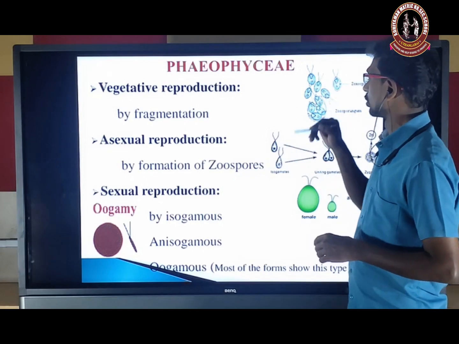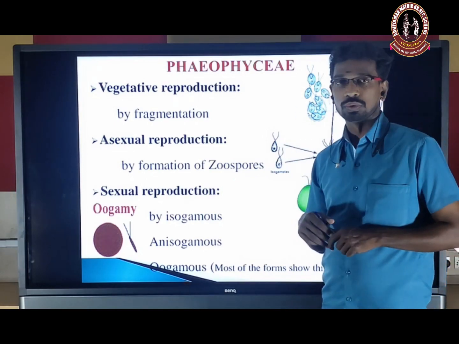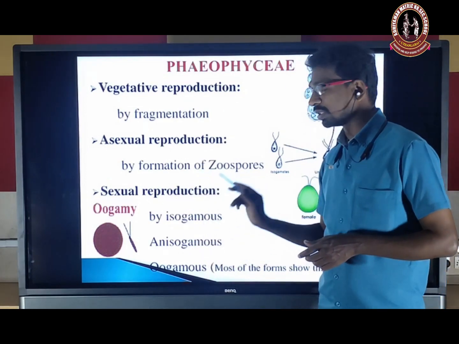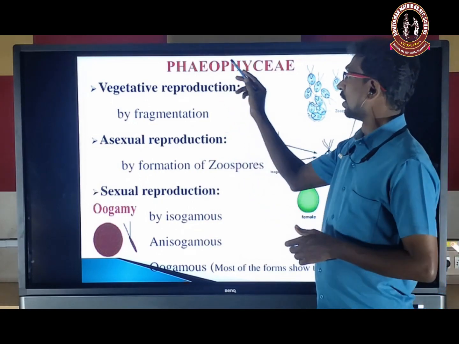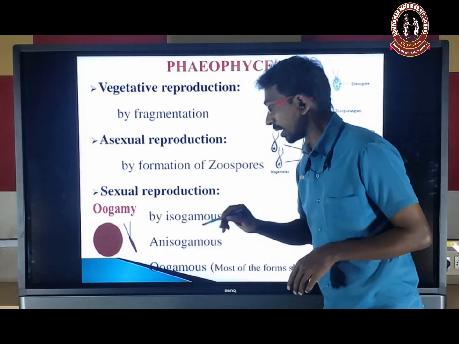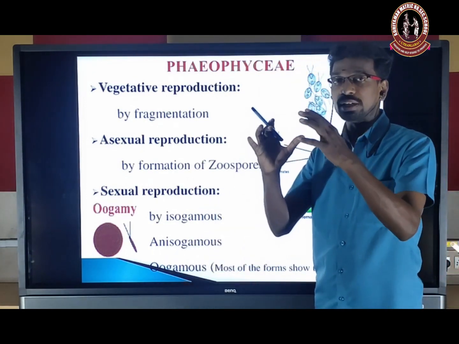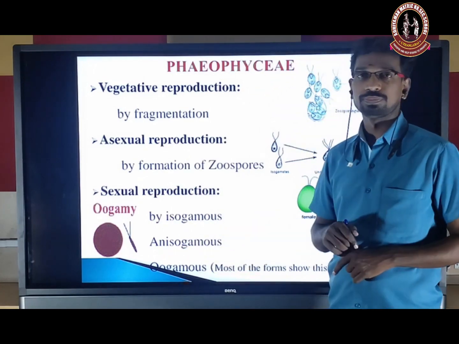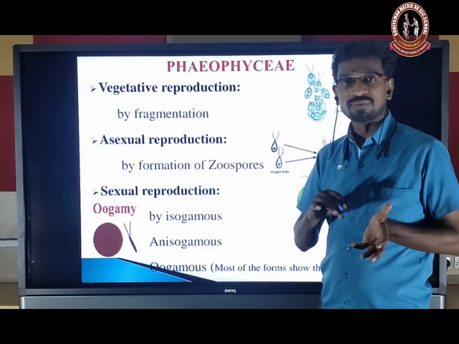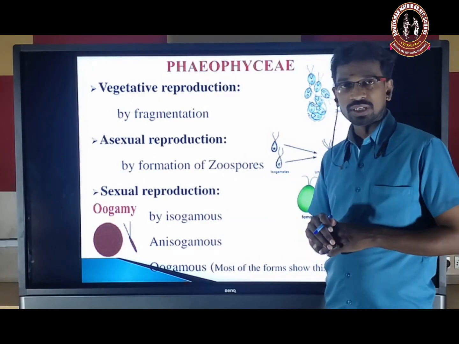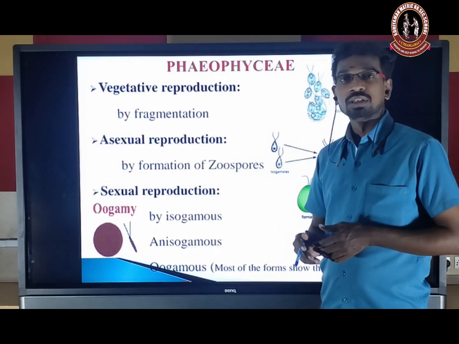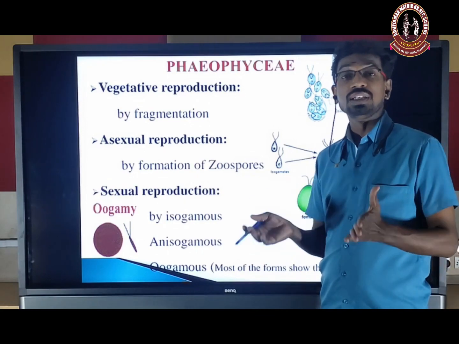The zoospore is a motile, flagellated spore. Sexual reproduction is isogamous, anisogamous and oogamous. All three types exist in the class Phaeophyceae, but very common is the oogamous type. Iso means the gametes are identical, both morphologically and physiologically. Aniso means they are dissimilar, morphologically or physiologically.